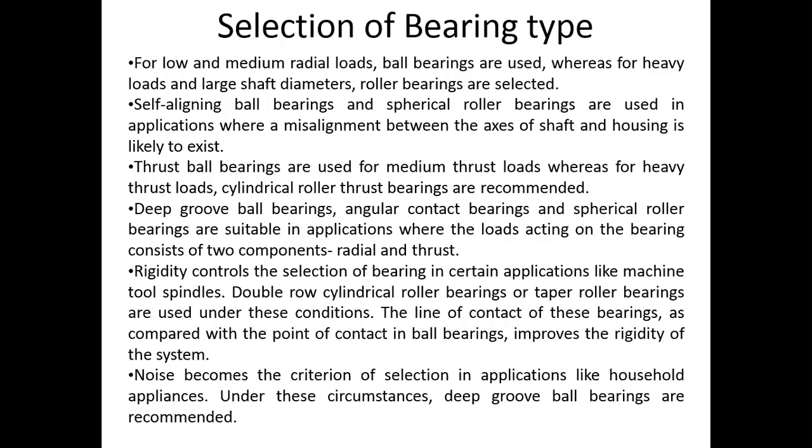Deep groove ball bearing, angular contact bearing, and spherical roller bearing are suitable in applications where the load acting on the bearing consists of two components, radial and thrust. Rigidity controls the selection of the bearing in certain applications like machine tool spindles. Double row cylindrical roller bearing or taper roller bearing are used under these conditions. The line of contact of these bearings, as compared with the point of contact in ball bearings, improves the rigidity of the system.